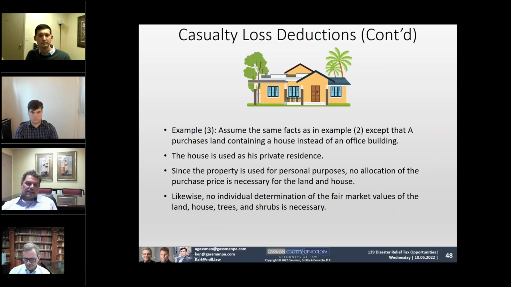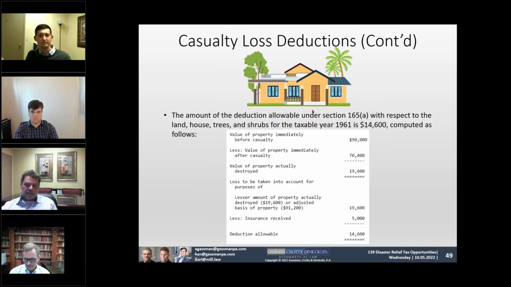All right. And then example 3 is the same exact facts, except we're using it as a private residence instead of a building that is a trade or business. So it's a personal use property, which again means that we can aggregate all the values together for the land, the building, and the ornamental property, the shrubberies, et cetera. So again, we have a situation here where the value before was $90,000. The value immediately after the casualty is $70,400. So we have a $19,600 possible loss.